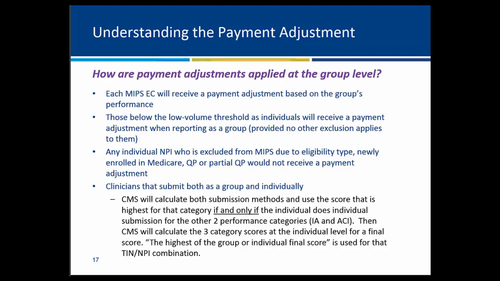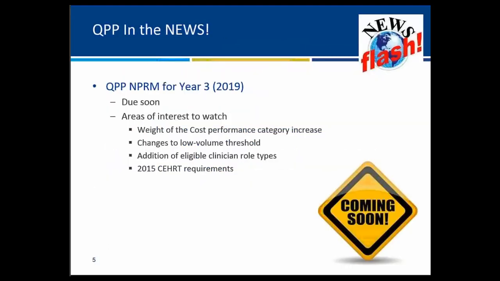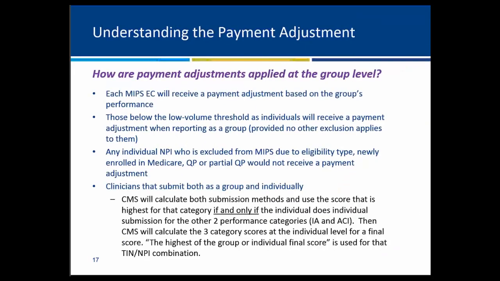There are some groups that decided they've got individuals who were just really high achievers compared to the rest of the group, and they decided, well, we're going to go ahead and report individually for them too. And that's okay, but you have to do it for all 3 categories in order for that final score to be higher than your group score, in order to have that individual looked at as an individual for their payment adjustment.